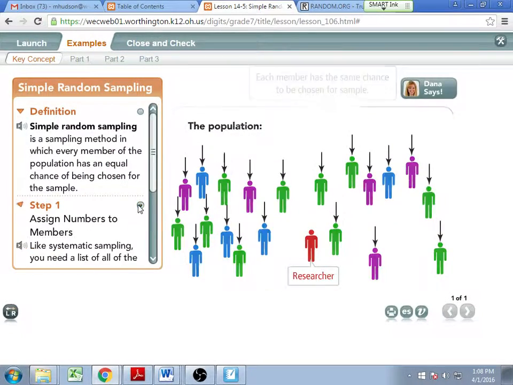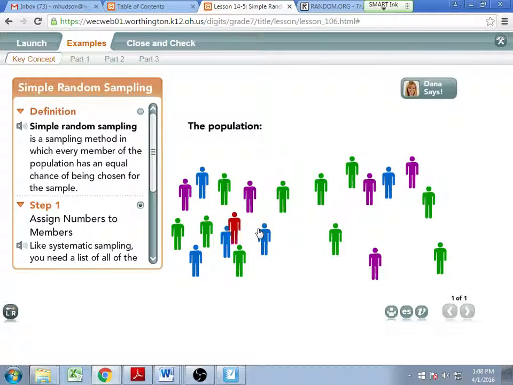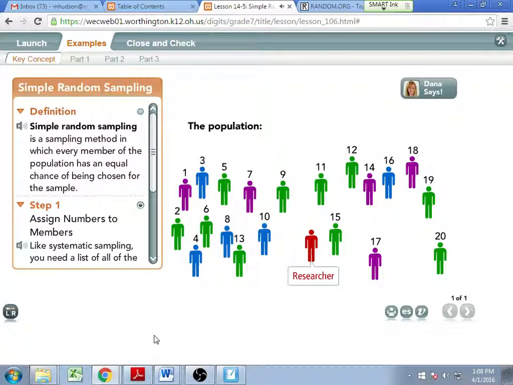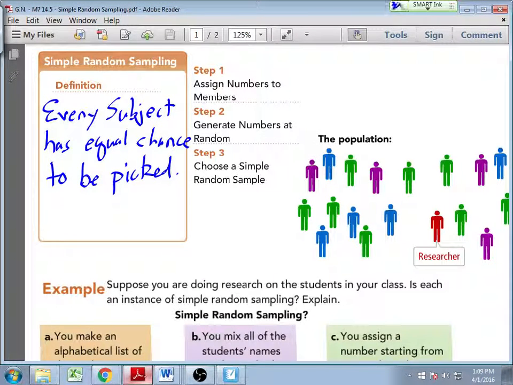So here, when I assign numbers, you need a list of all of the members in your population on your paper, and assign a unique number to each person. You can just write it right over top of it if you want. On my paper earlier, I just had person 1, person 2, person 3, person 4, person 5, and just make sure that every person gets a number.